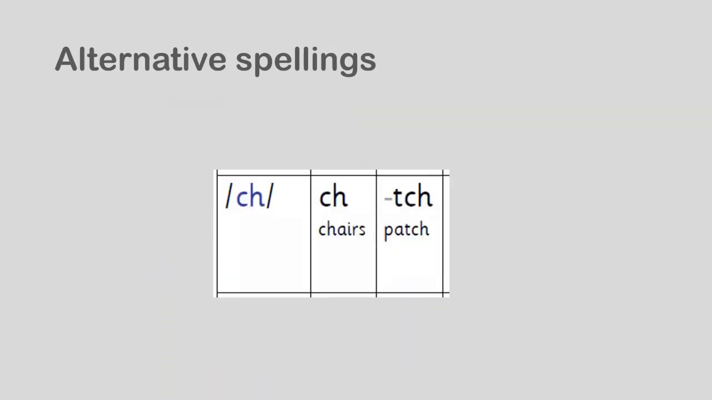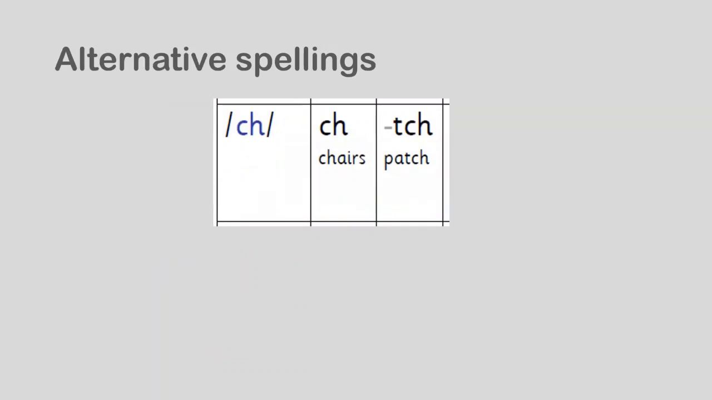So, as I said at the beginning, English is irregular in both directions. One spelling pattern can represent multiple different phonemes, but also one phoneme can have multiple different spellings. We already had a look at this with our long vowel families, but it's also true with many of our consonants. So the sound ch can be spelt with a ch, like in chairs, or it can be spelt with a tch, like in patch.